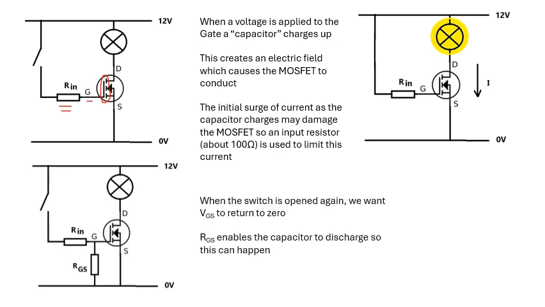Then when we open the switch, we want this little capacitor to discharge, so we need another resistance here between the gate and the source, and that enables the capacitor to discharge so that we can start over again. So you can turn it off, basically. If that wasn't there, then it would stay turned on, and you don't want that.